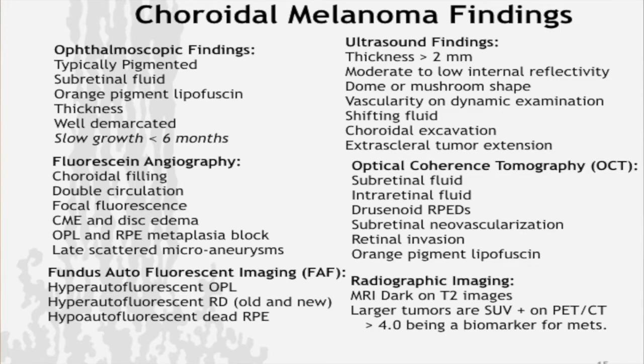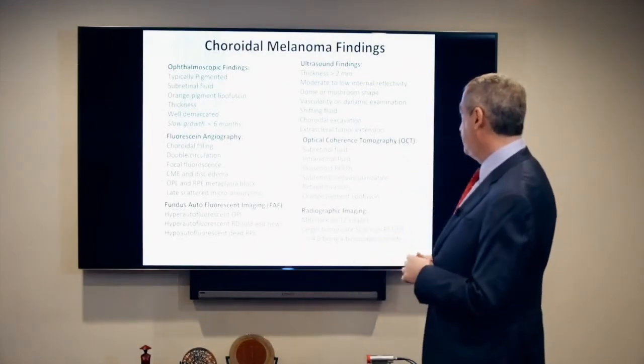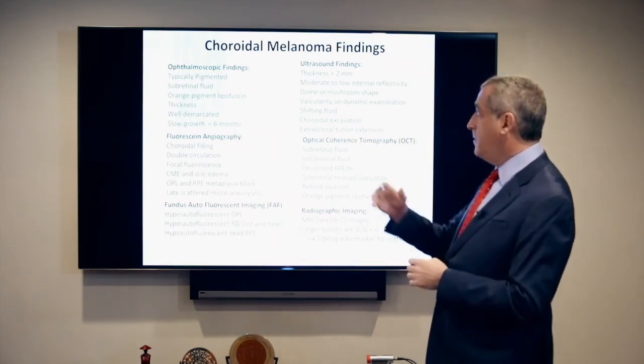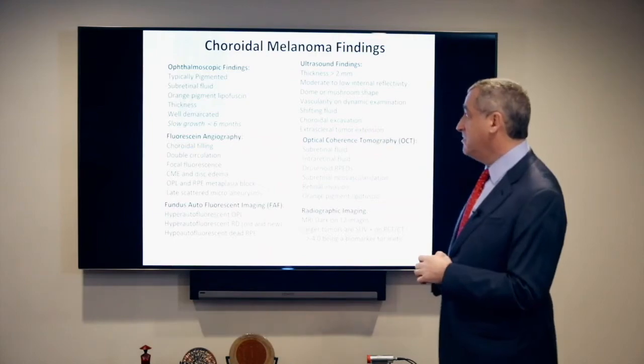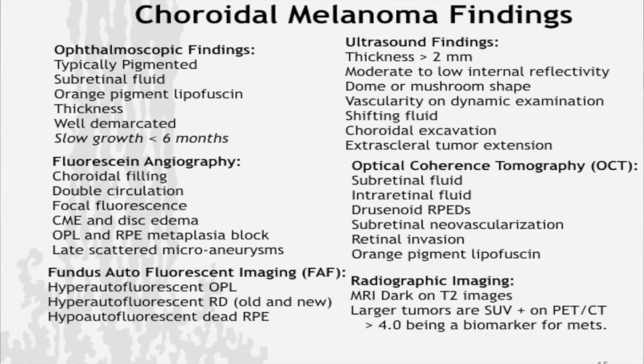So I sat down and tried to figure out what were the most common findings of all these tests that we can currently do for choroidal melanoma. And I came up with this. Oh my. So now we have ophthalmoscopic findings. They're usually pigmented, thickness, fluorescein angiographic findings, fundus autofluorescent imaging findings, ultrasonographic findings, OCT findings. We didn't have OCT back in the day. And even radiographic findings, MRI findings, and PET-CT findings.